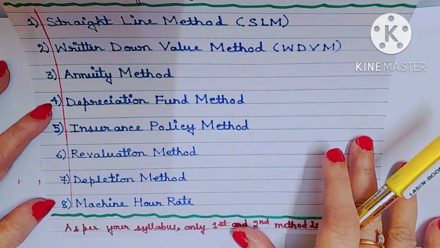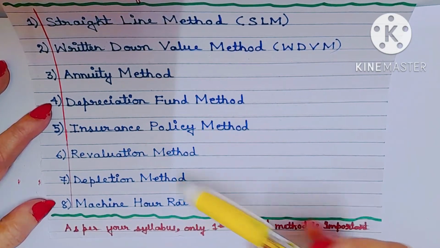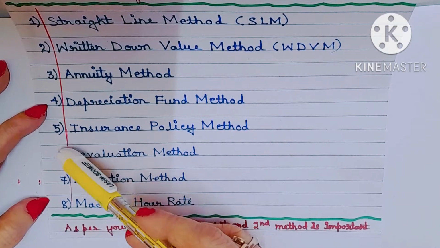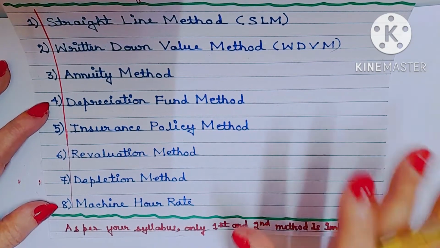Understood? So I have explained all the methods. 1, 2, 3, 4, 5, 6, 7, 8. I have explained all the methods. Okay, I hope you understood.